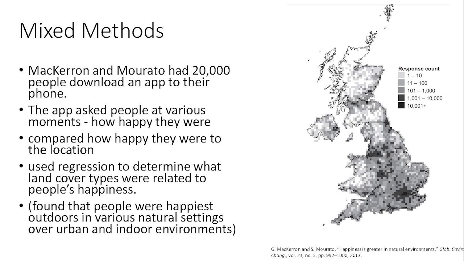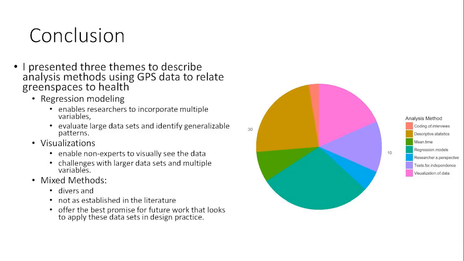So in conclusion, I presented 3 themes to describe analysis methods using GPS data to relate green spaces to health. So I talked a little bit about regression modeling, which enables researchers to incorporate multiple variables and also evaluate large data sets and identify generalizable patterns. I also talked about visualizations, which enable non-experts to visually see the data, but there are challenges with larger data sets and multiple variables. And then I also talked about mixed methods, which can be diverse and maybe not as established in the literature, but offer the best promise for future work that looks to apply these data sets in design practice.